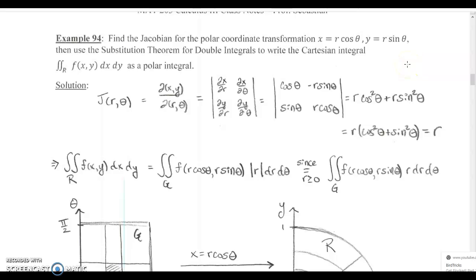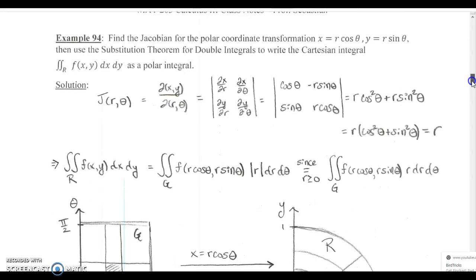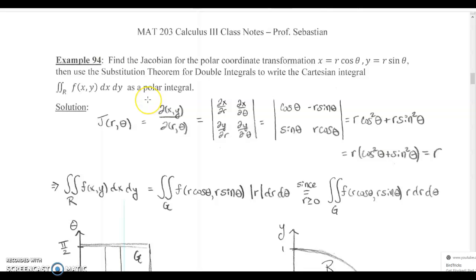Okay, everyone, welcome back to our Calculus 3 class notes. We're in section 15.8, last section in chapter 15, and we're on page 107. And we're finally to the point in discussing substitutions in multiple integrals, which really means how to transform our multiple integral to a different coordinate system by going through an example of a double integral.